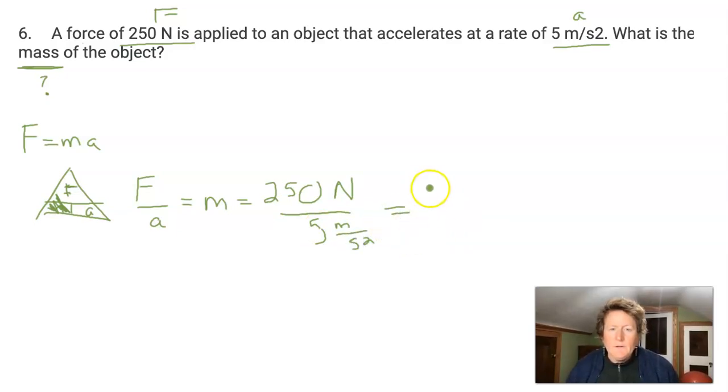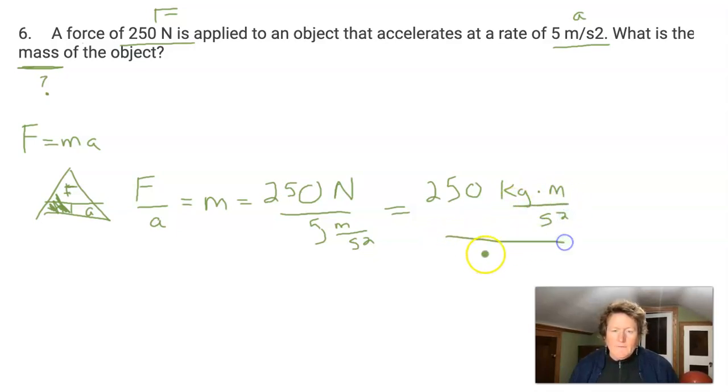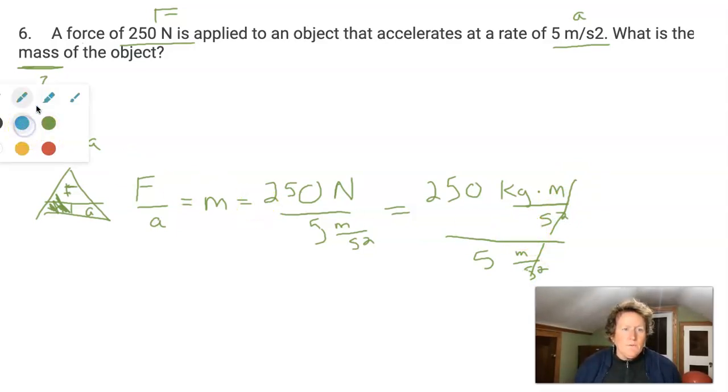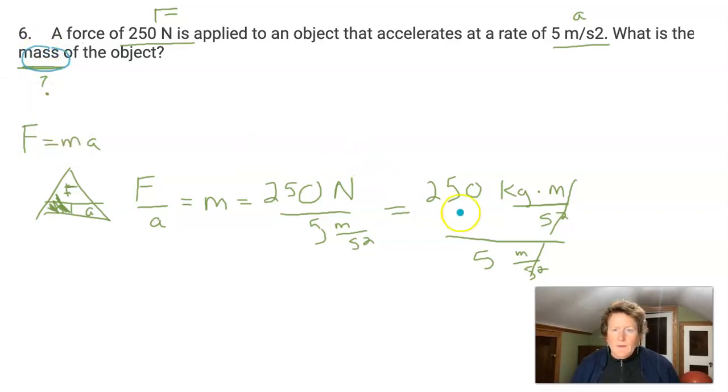Let's see if we get the right units. Another way to write newtons here is kilograms times meters per second squared. And if that's divided by meters per second squared, the meters per second squared on the acceleration here cancels out the meters per second squared in the newtons, and what we're left with is kilograms. So kilograms is the unit we're looking for because we're solving for mass, and now you just need to do the math.